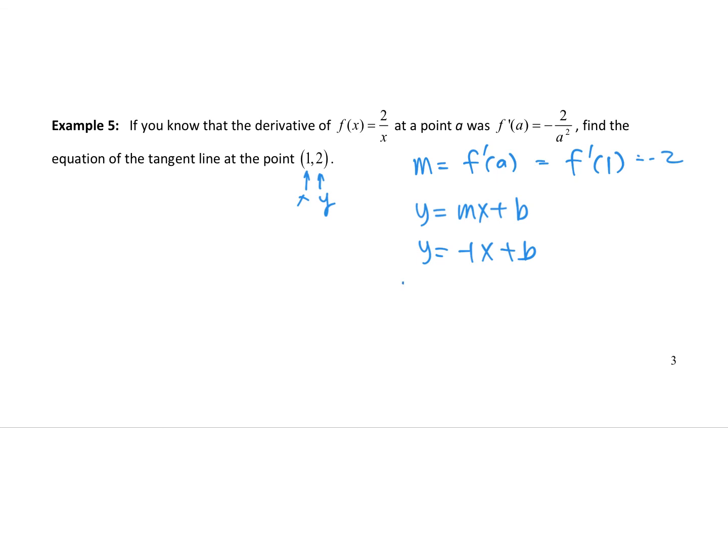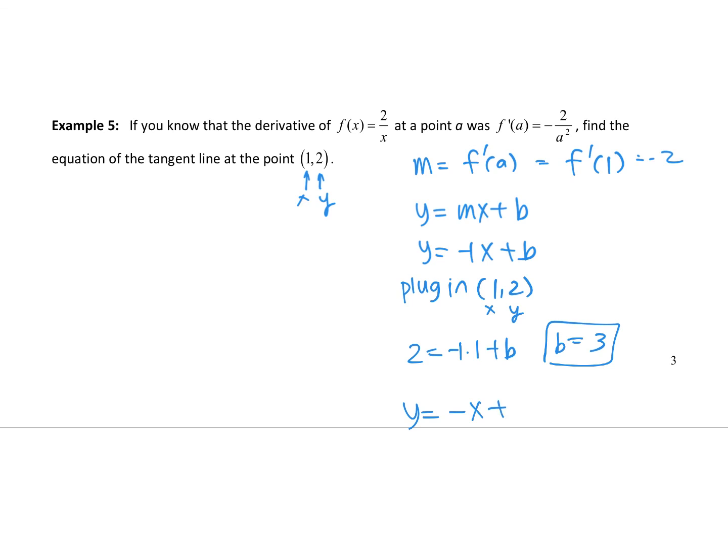So here, plug in the point 1, 2. So this is x, y. So 2 is equal to negative 1 times 1 plus b. So 2 is negative 1 plus b. So b is equal to 3. So my final answer is y equals negative x plus 3. All right, I think this is it for this worksheet.